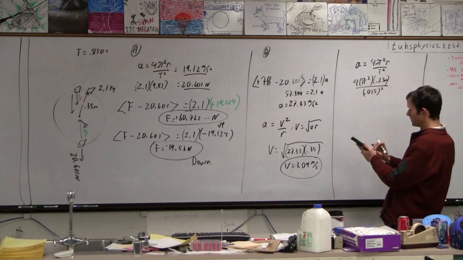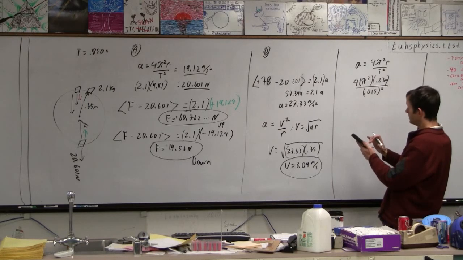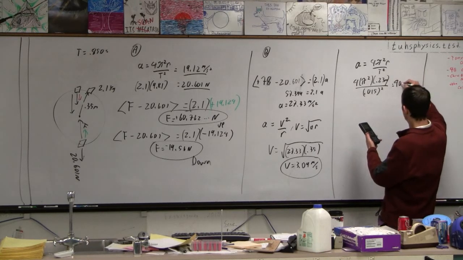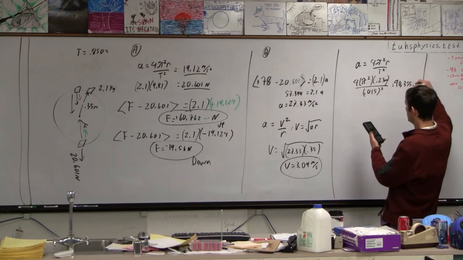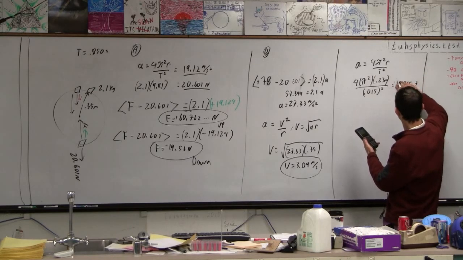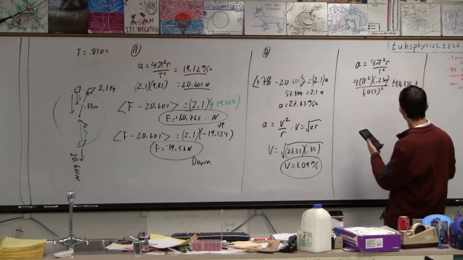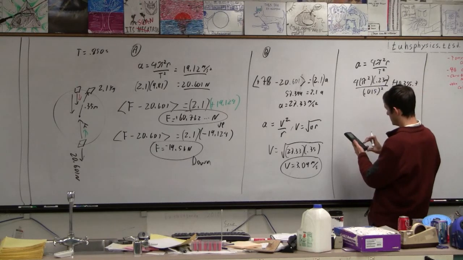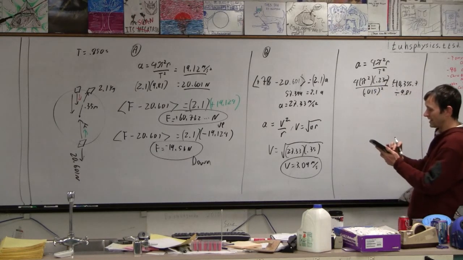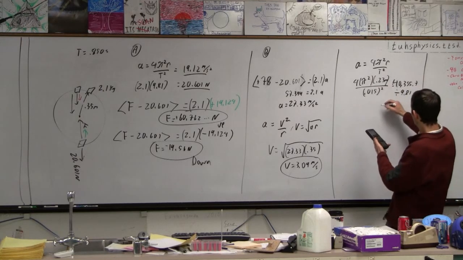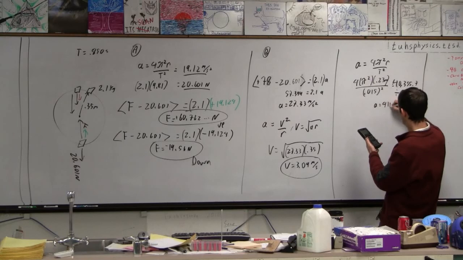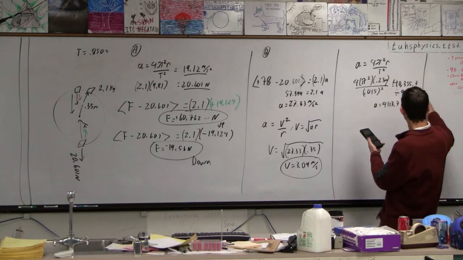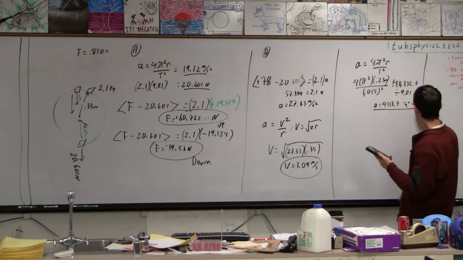4 times pi squared times 0.23 divided by 0.015 squared is 40,355.7 meters per second squared. And then I'm going to divide that by 9.81. This is not something you normally do, but the test question asks you to do that, so I'm going to do it here. The a is 4113.7 Gs. That's how many times 9.81 it is, right?